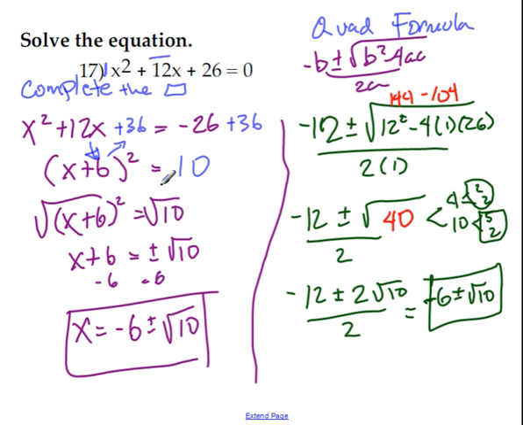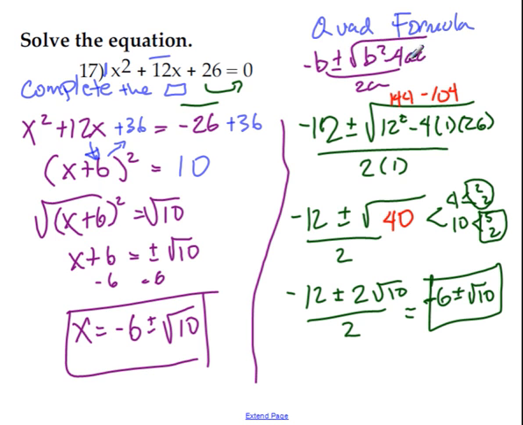Alright, so over here on the left I did my completing the square method. First thing you got to do is you got to move that 26 over, so that's why I got that negative 26. Half of 12 is 6, squared is 36. Put them together, take our square root, move the 6 over, and we get our answer.